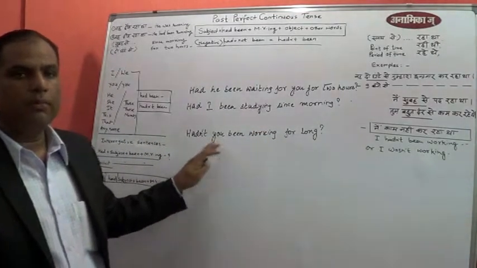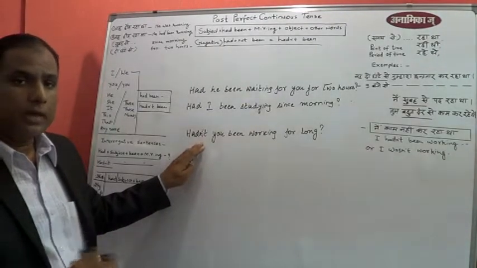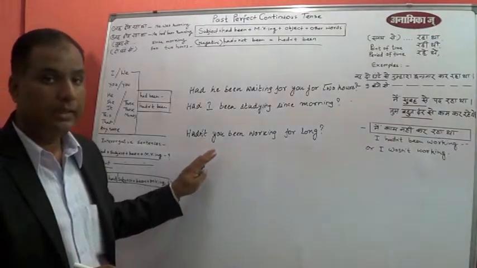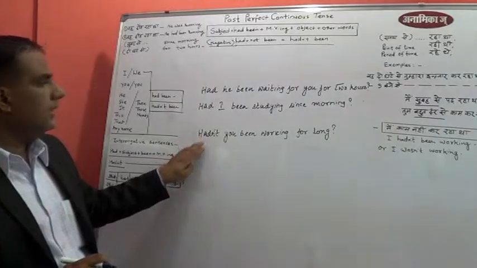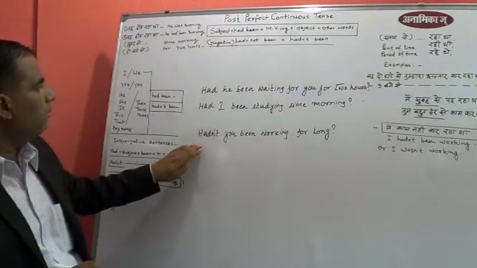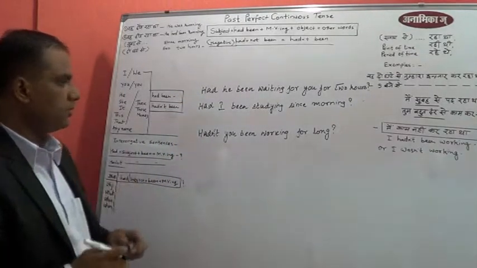So normally in our practical life we do use it. क्या वाकई तुम बहुत लंबे समय से काम नहीं कर रहे थे? So if we have to convert that into English, this is the right sentence. So this is how we can make the positive as well as negative of yes no questions.